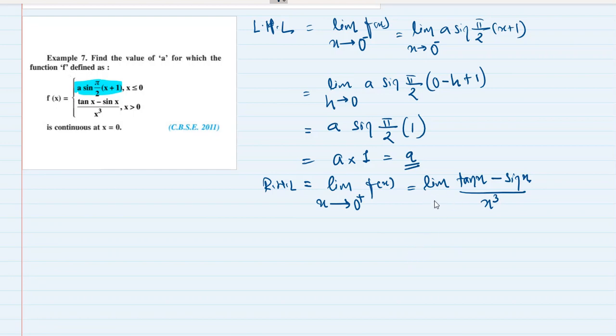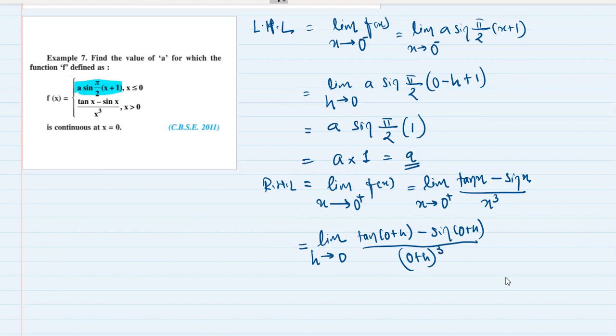Now limit when x tends to 0 plus, that was our criteria, our RHL, but we know that in the next step we have to let go of the 0 plus and express the limit in terms of h. When h tends to 0, wherever there is x we will write 0 plus h. So tan of 0 plus h minus sine of 0 plus h the whole upon 0 plus h the whole cube.